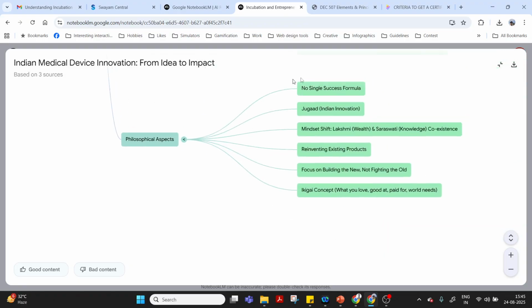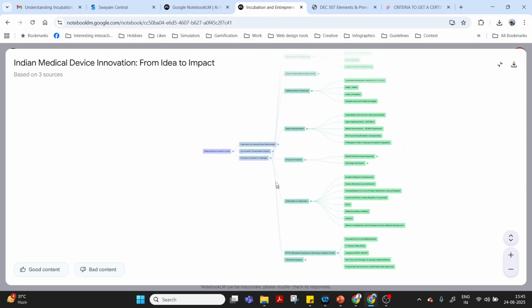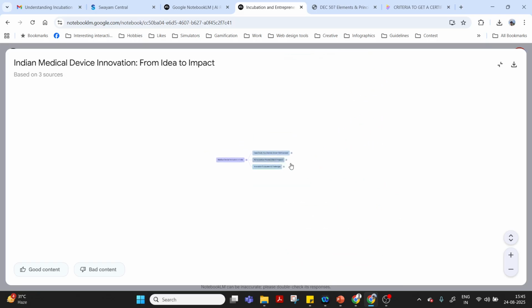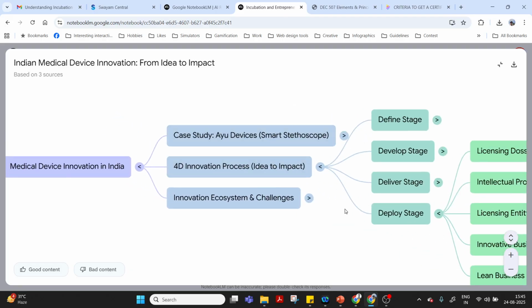Yeah. So here, if you see Lakshmi and Saraswati combination, which he discussed about, focus on building new, not fighting the old, and the ikigai concept of what you love, what you're good at, what you're paid for, things like that. So this basically gives you a very good concept mapping, and it collapses each and every aspect into this flowchart. So it's basically called concept mapping, and I hope it is something which you might look for, and it helps you understand the flow of the content, right?